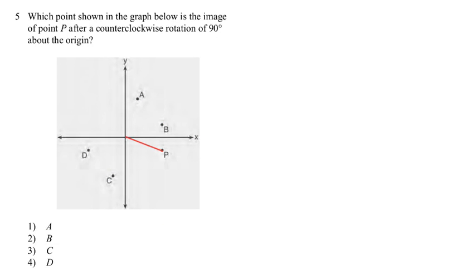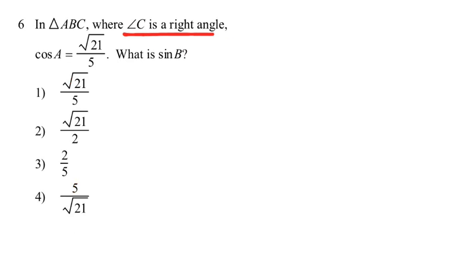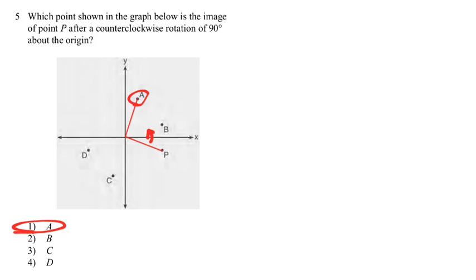Alright, number 5 here. So point P is reflected or rotated counterclockwise by 90 degrees. That means the only thing that seems to be working is point A here, because as you can see over here, the angle here becomes 90 right over here.